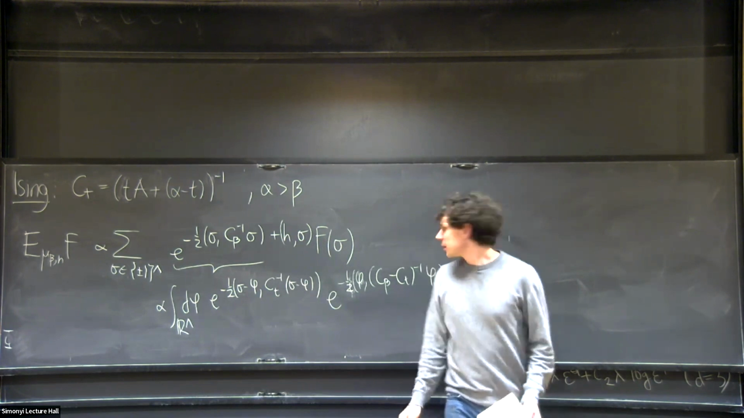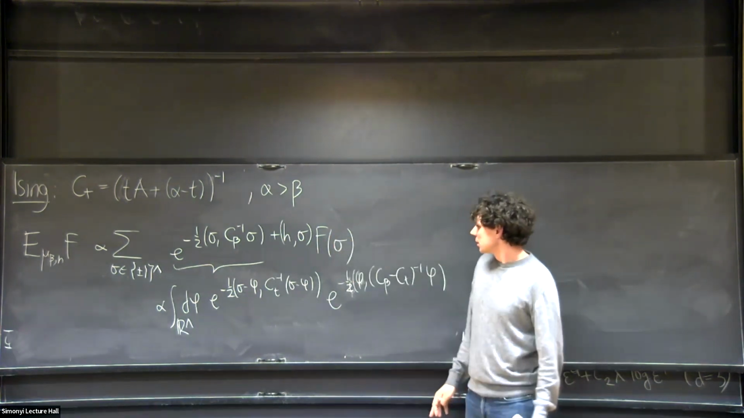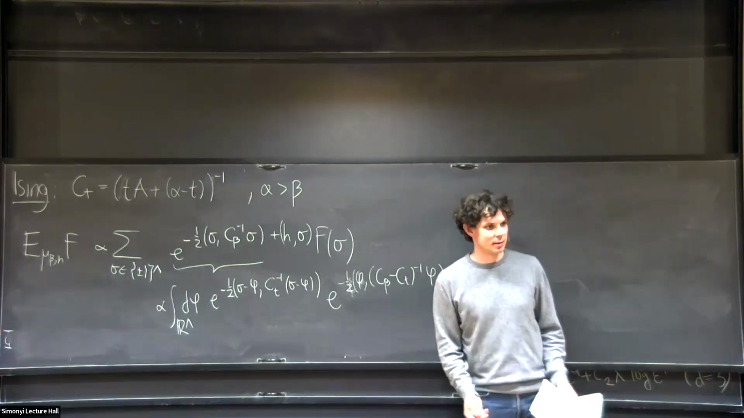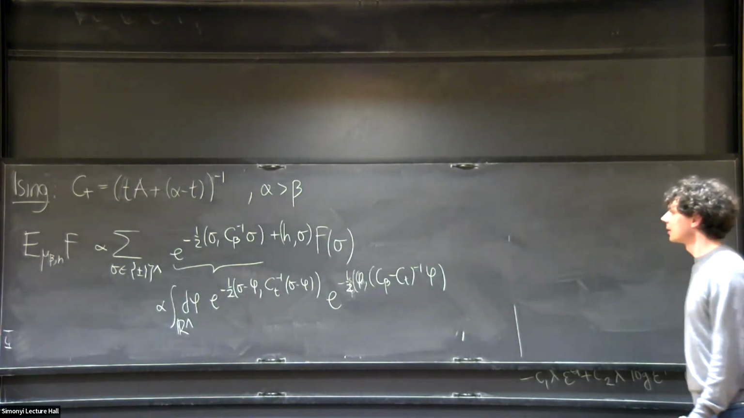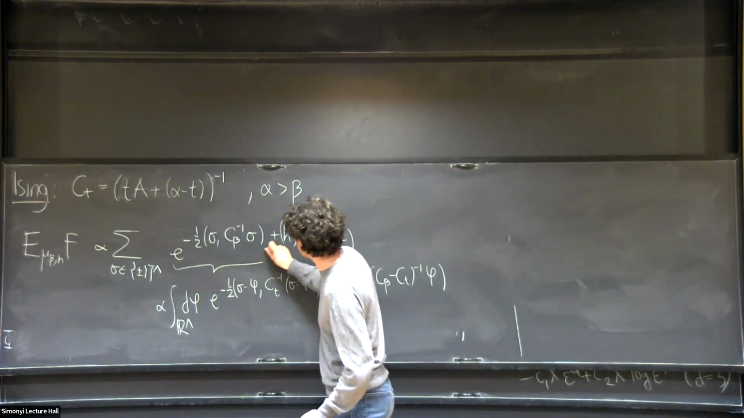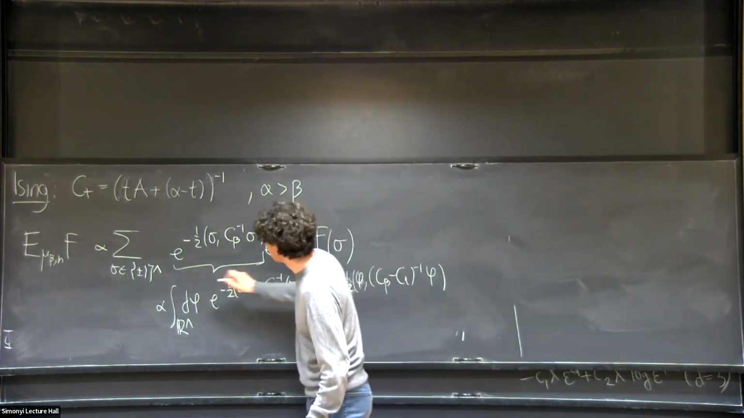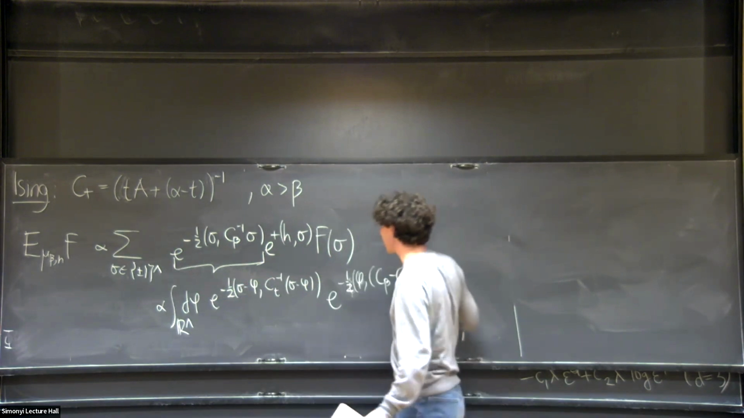F is just the observable. It's still there. I've just rewritten this part. The rest stays the same. Just this piece here I've rewritten.